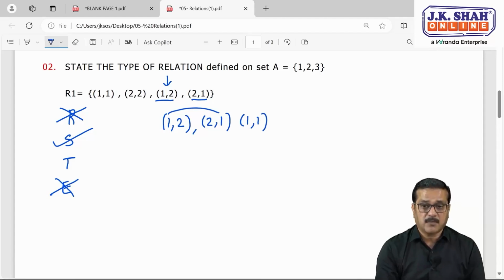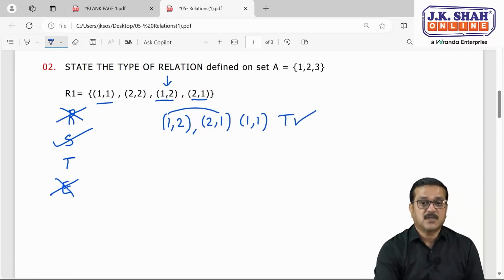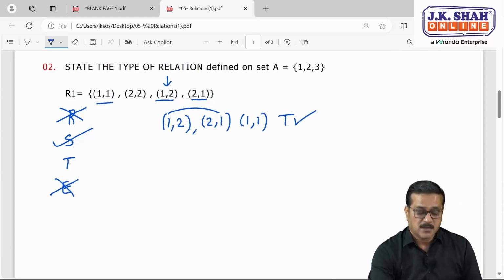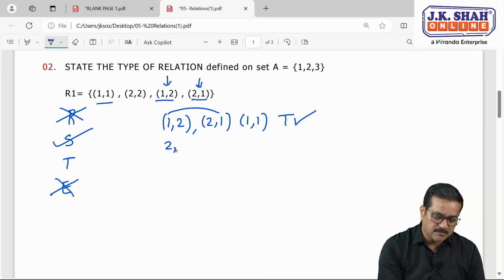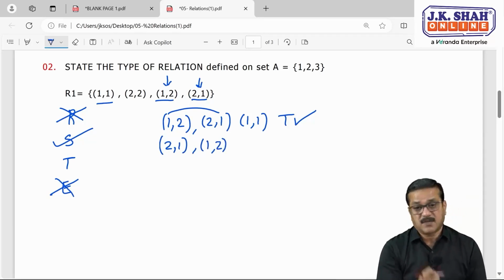Does the R contain 1,1? Yeah, it is there. Transitivity is winning. My warrior is winning. Now come to the next, 2,1. It has to be attached with a pair starting with 1. From 1 we had 1,2, so 1,1 is also there.